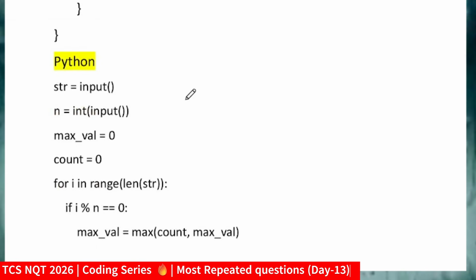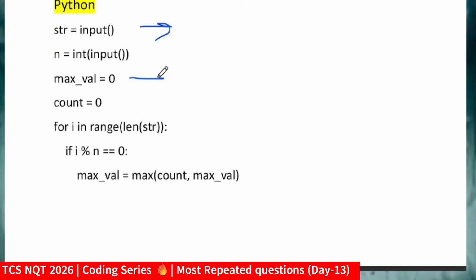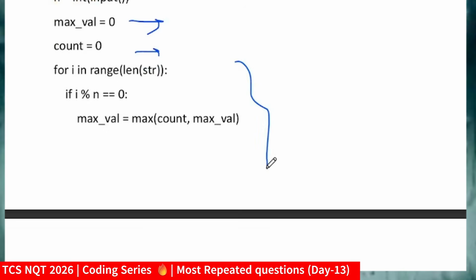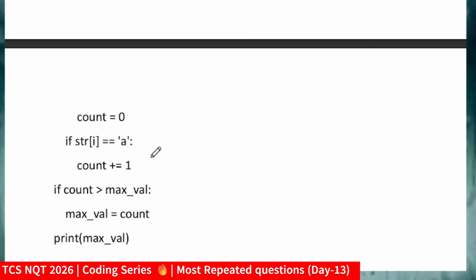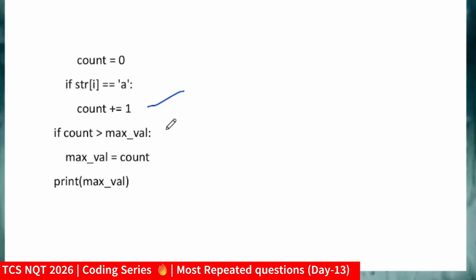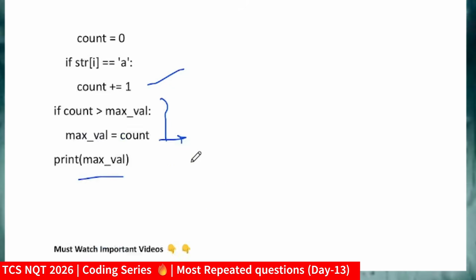Okay. Coming to Python. So same thing I'm doing, taking the input, declaring the temporary variables maxval and count, and I will traverse through the whole string, and now checking the condition and updating the value or keeping the track of maximum value. If str equal to 'A', count plus equal to n, and if count greater than maximum value, then I will update the maximum value to count, and at last I will print the maximum value. So this was our logic and solution.